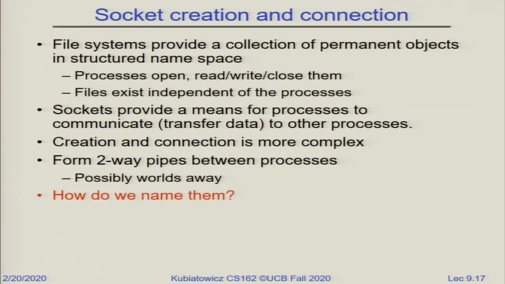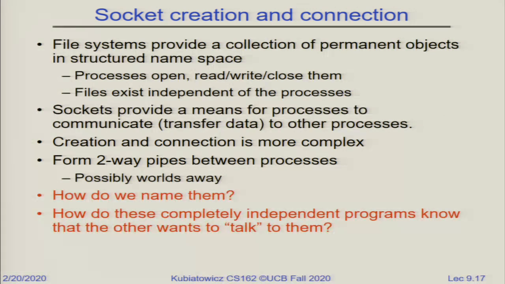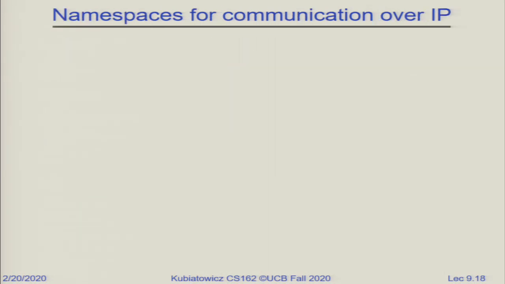So, how do we name them? How do they connect with each other? You've got something in Beijing, you've got something here. Somehow those two things talk to each other. Voila. That's pretty cool, but how does that work? That's going to be our question. Now, what is the namespace for communication? Well, basically we've got communication, which is IP as the protocol these days. There were many of them in the old days, but IP basically took over as the one that is all over the world.